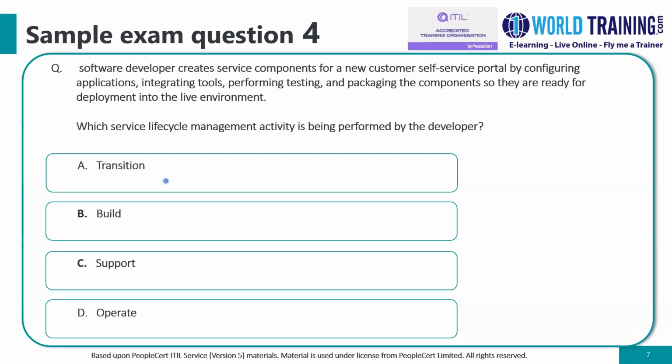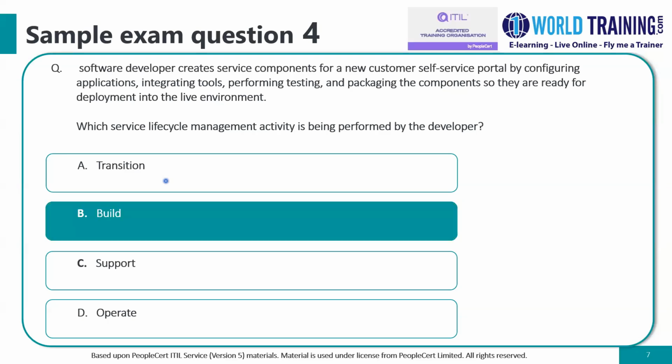Choice A, transition, would be incorrect because the transition is about seamlessly introducing new or updated products and services into operational or live environments. And so therefore, transition will require already built solutions and then move them into the live environment, but not to create or package them. Whereas in the question, it's about creating things that are ready for deployment into the live environment. So transition has not started, so it should be built. Therefore, choice B would be correct.